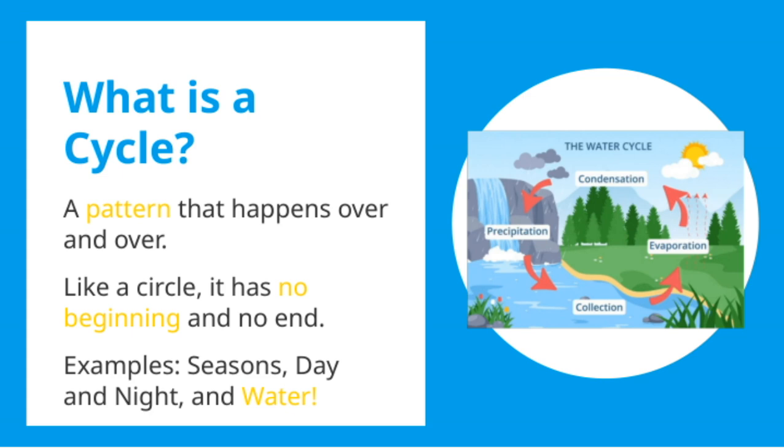So what exactly is a cycle? It's a process that repeats itself in a predictable way, helping us understand how natural systems work and connect. Recognizing these cycles helps us see the bigger picture of how everything in nature is interconnected through these continuous patterns.